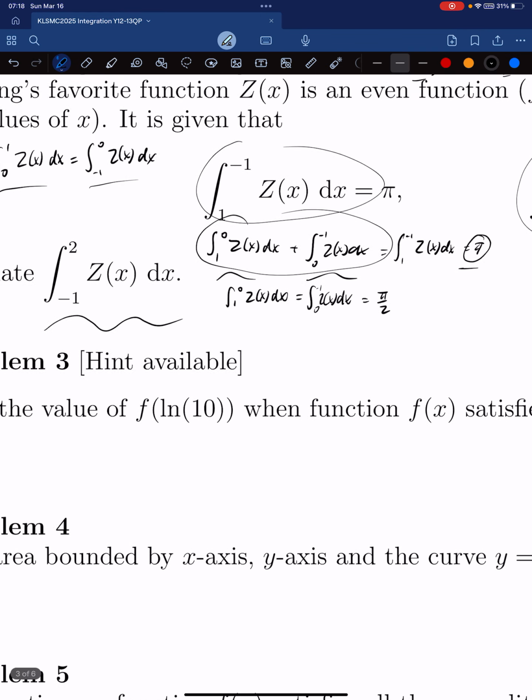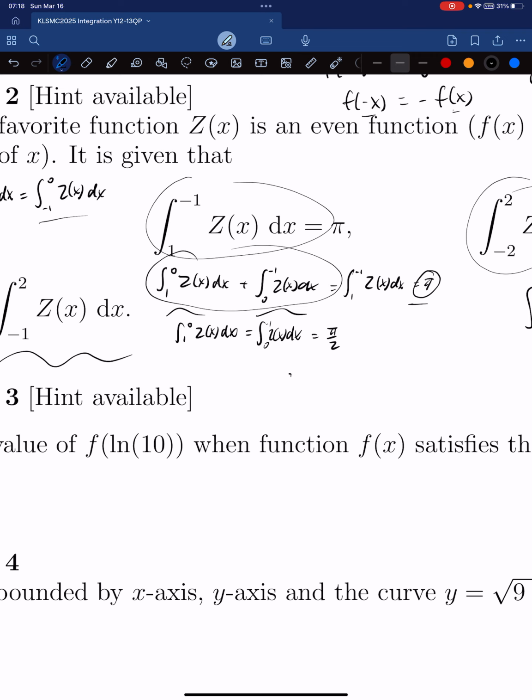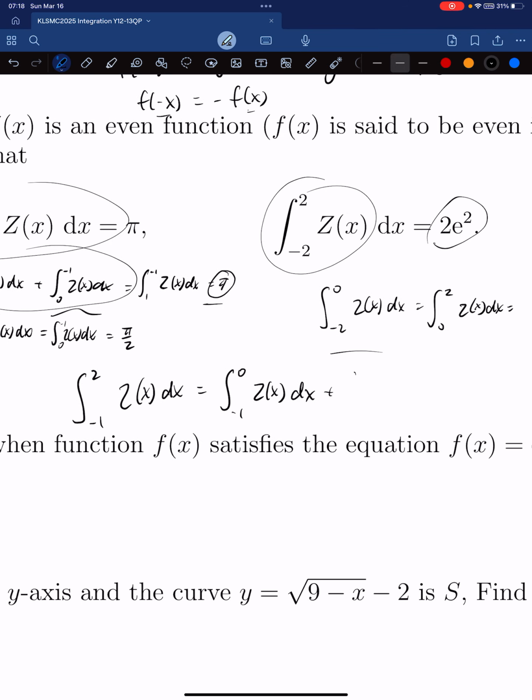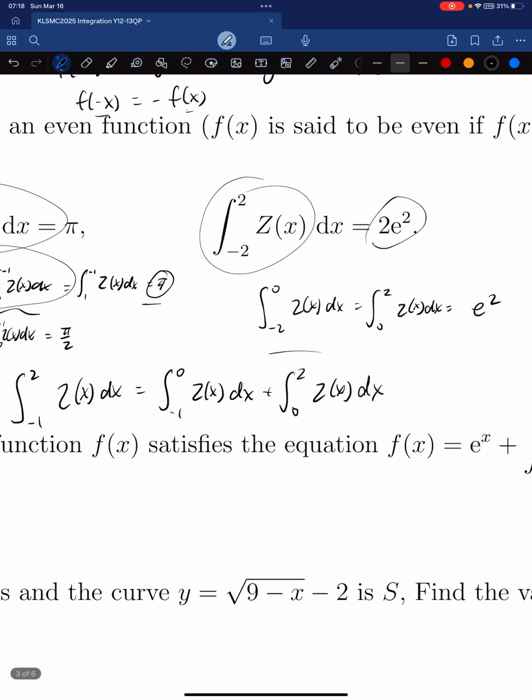Okay. Now, how do we evaluate this? Well, we can divide that integral into parts. So the integration of our function from -1 to 2 can be written as the integration of our function from -1 to 0 plus the integration of our function from 0 to 2, right? And of course, we already know this. This is just e squared, right? This is just this e squared term.